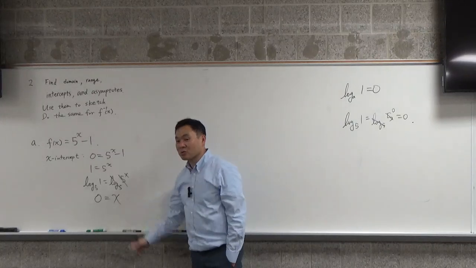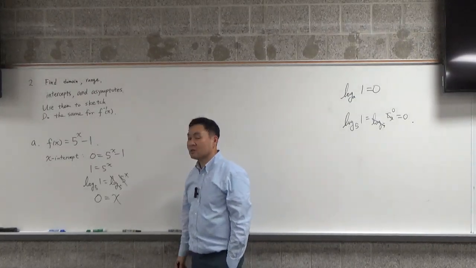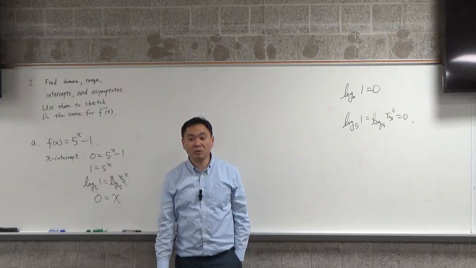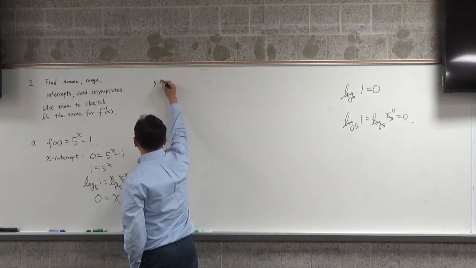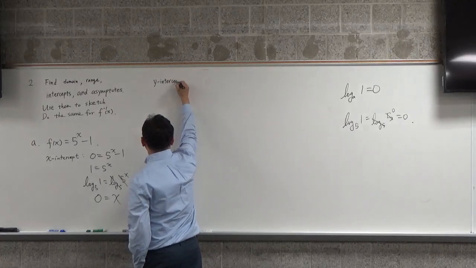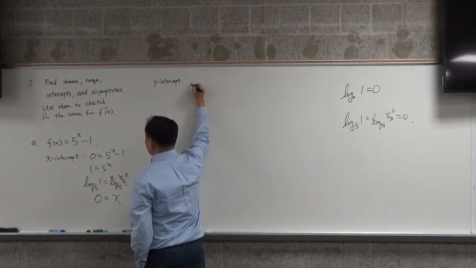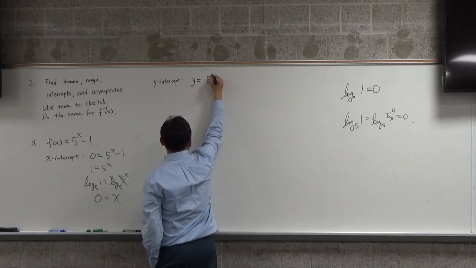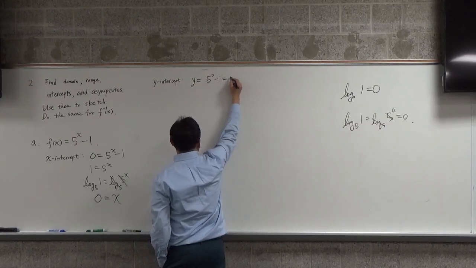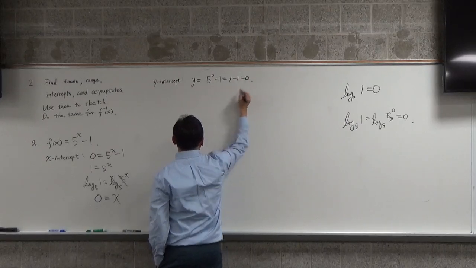So you see that x equal to 0 is the solution to this. So 0 is the x-intercept. Okay? How do you find the y-intercept? So x is 0, right? So y is equal to 5 to the 0th power minus 1. Anything to the 0th power is 1. So you get 0.